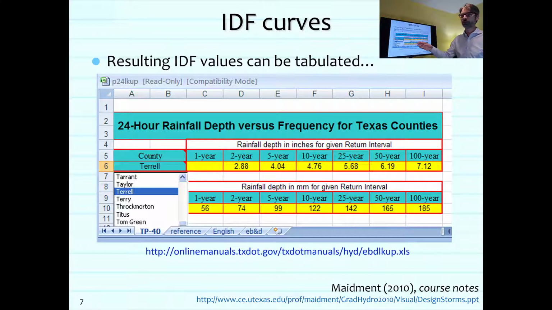Now, rather than tabulating values for derivations, as I did on the previous slide, I can also just tabulate individual values for 24-hour rainfall depth for a number of different Texas counties. So here's Terrell County, 100-year event, and the values here are given in inches and millimeters. This is a slightly easier way of doing it, but the previous way is more general for different duration storms.